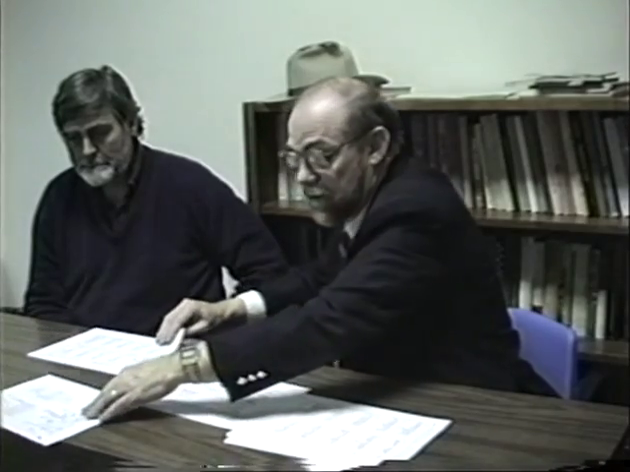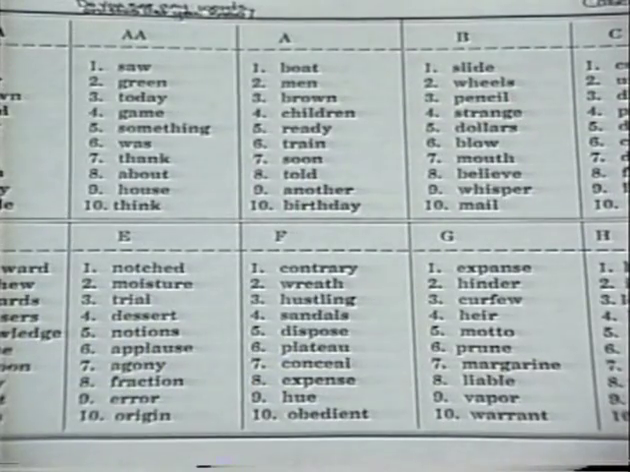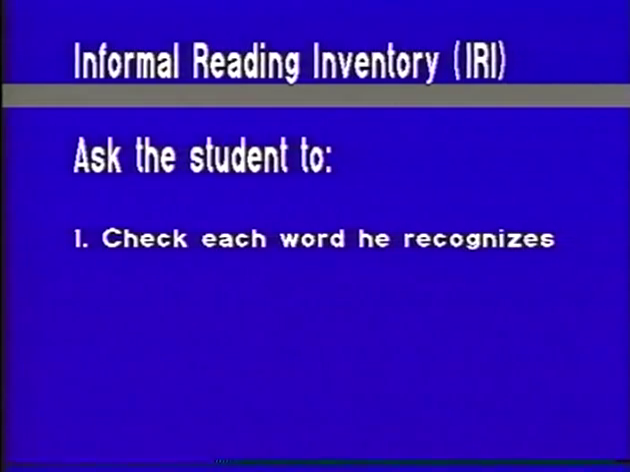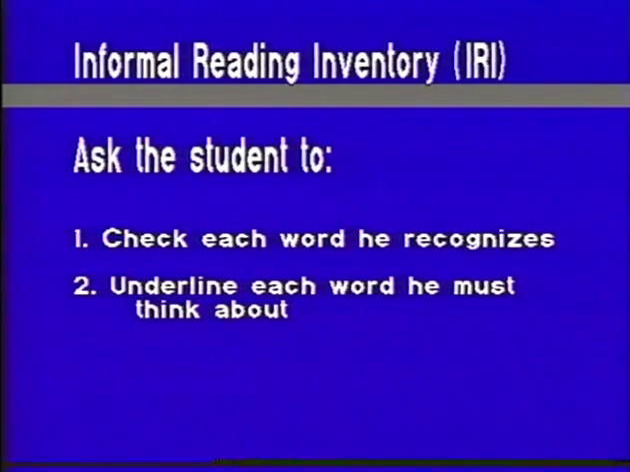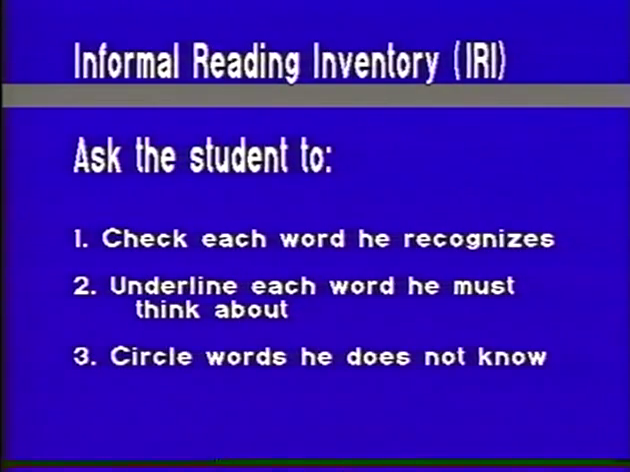To help us determine the student's level of independent and instructional reading, we must first give the student a word list to be read silently. Ask the student to put a check mark next to each word he or she instantly recognizes. Underline each word the student must think about for a second or two to figure out, and circle words which the student does not know.